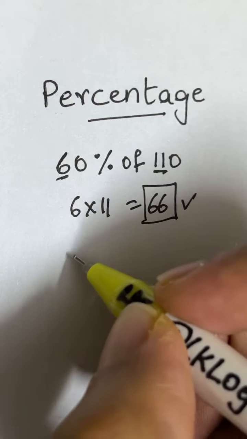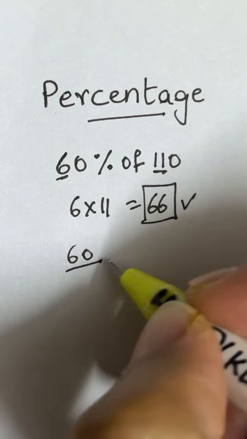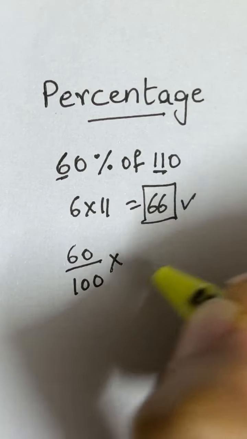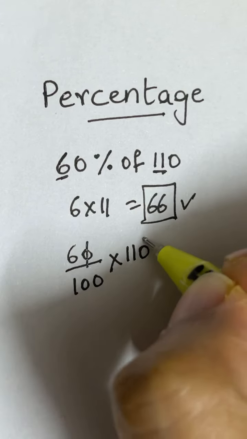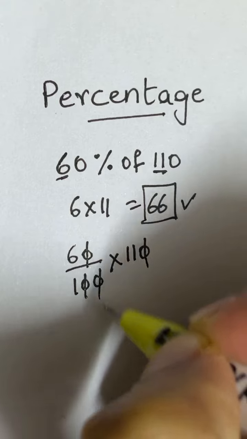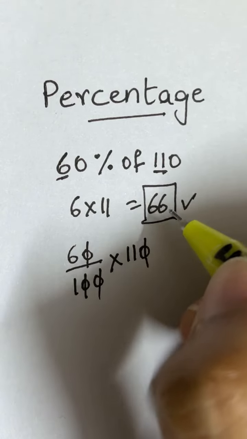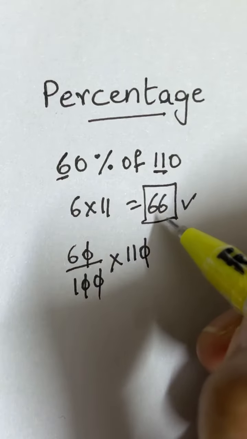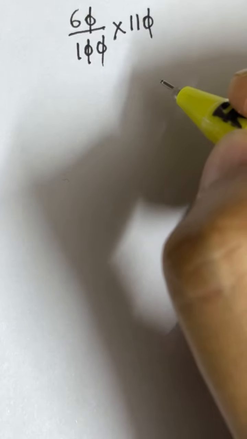60%, the percent symbol changes to 60 per 100. That's per 100 or out of 100. It changes to out of 100. Of is just multiplication and you have 110. So the two zeros cancel out with these two zeros, and you're only left with 6 times 11. That's what we have done, 6 times 11. So basically when you have multiples of 10, you just multiply the numbers 6 times 11, that's 66. How amazing is that? Okay, let's see another example.